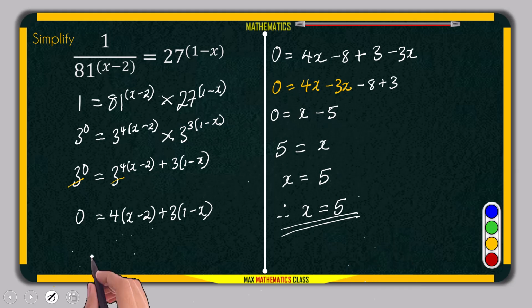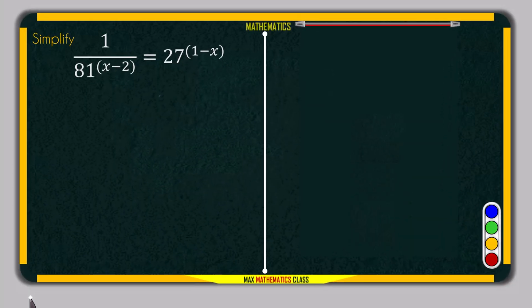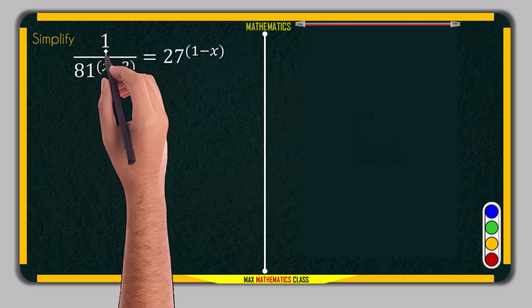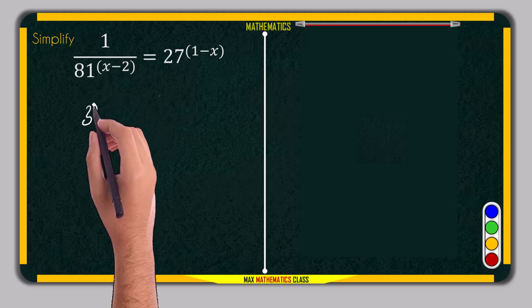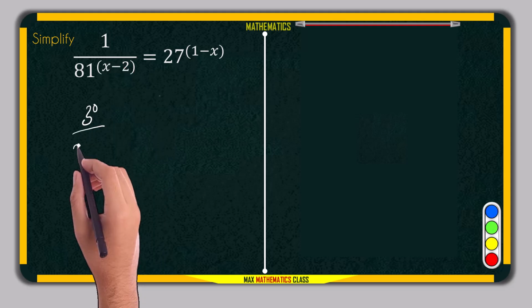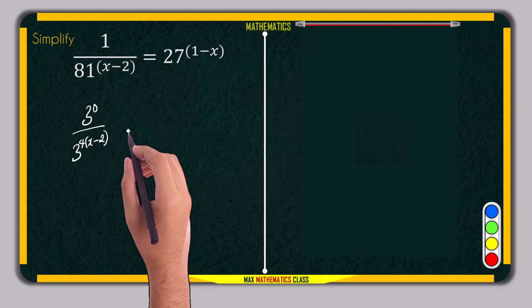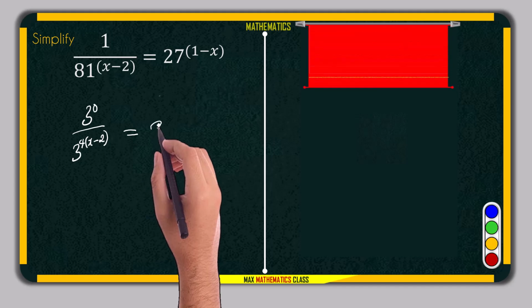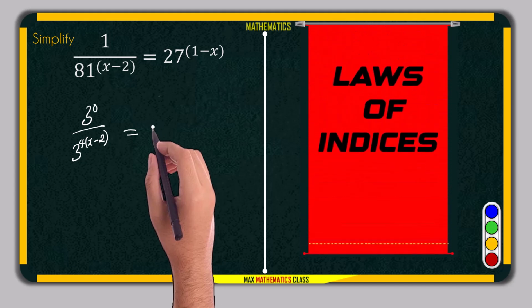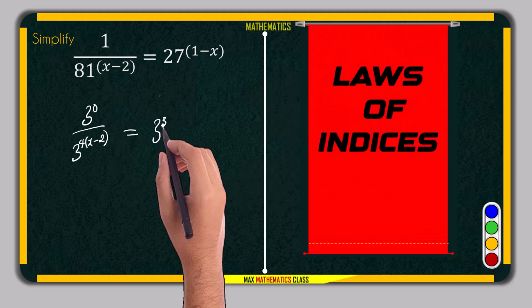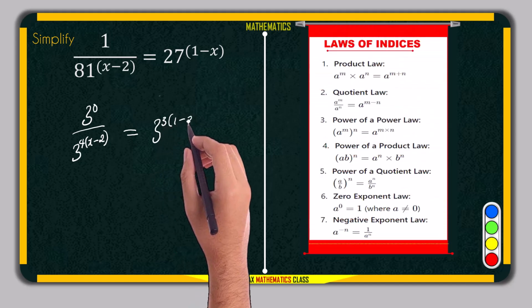So let's move to the last method. In this method, we are going to rewrite 1 here as 3 raised to the power of 0 over 3 raised to the power of 4 times x minus 2, and it's equal to 27. Here we'll write it as 3 raised to the power of 3 times 1 minus x.